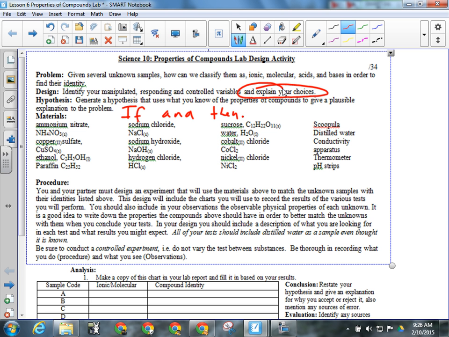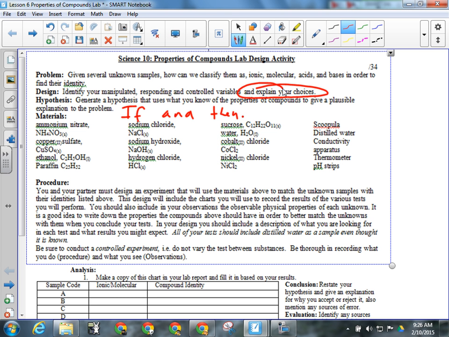Okay. Then talk about how to do the conductivity test. That's probably the easiest one, because it's just put it in there and then rinse it off. And then for the pH test, also pretty easy. Put the pH paper in and look at the thing. Record your number. Again, make sure it explains pretty well what to do.